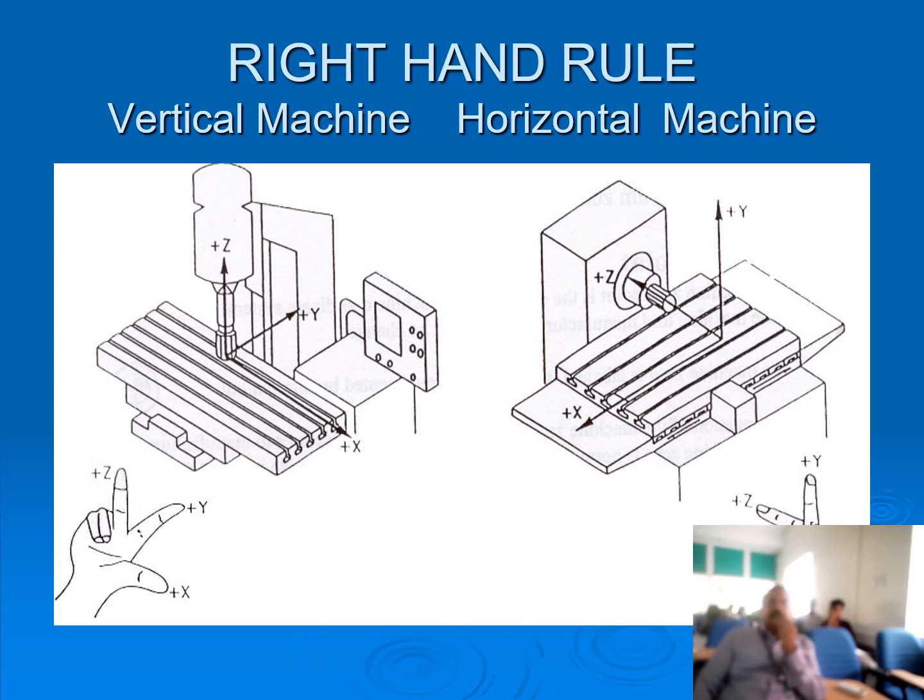Now, the right hand rule for a vertical machine and horizontal machine: you can see how to make your thumb like this and observe. Keep the thumb, point finger and middle finger perpendicular to each other like this. This gives the definition of the axis positioning for a vertical machine as well as a horizontal machine.